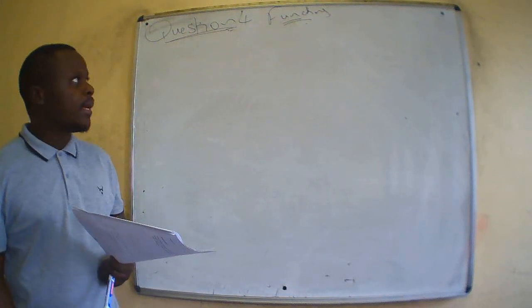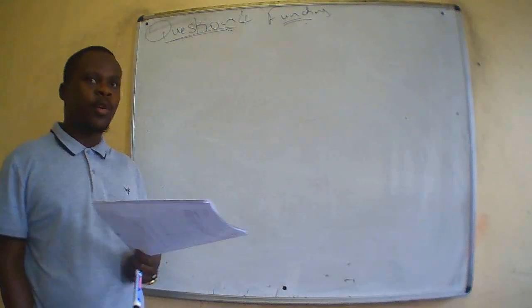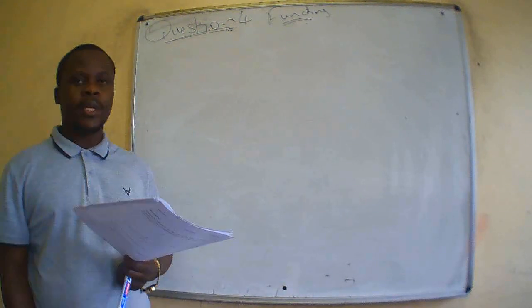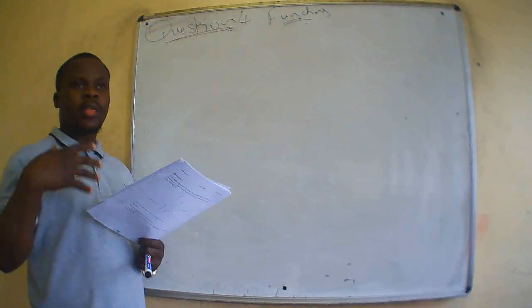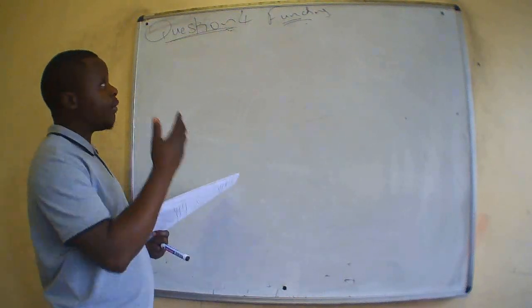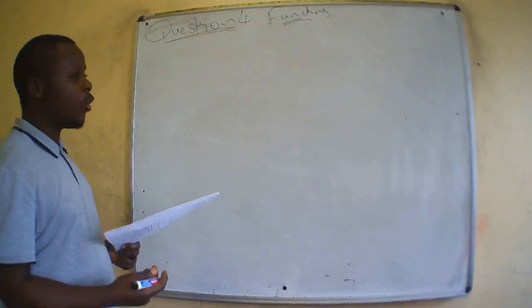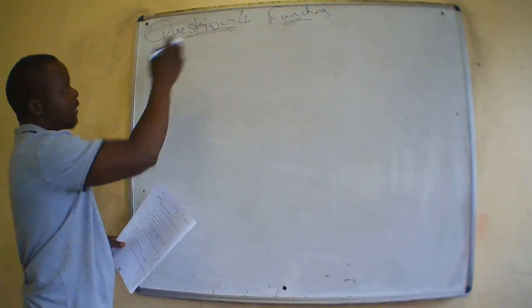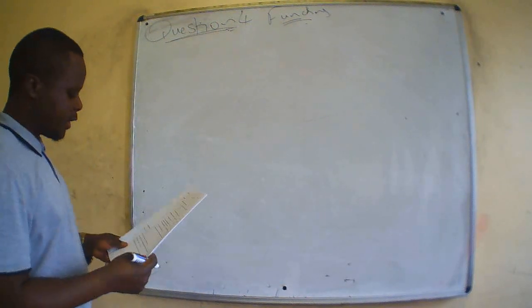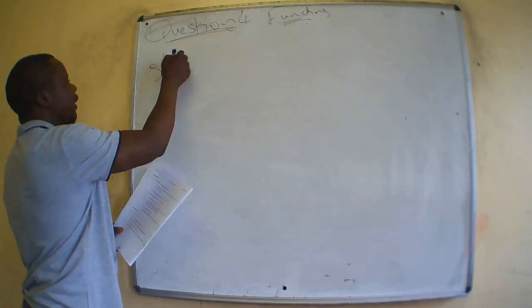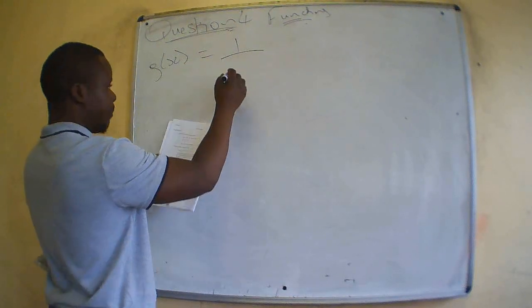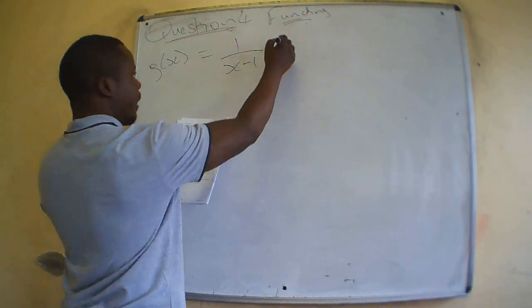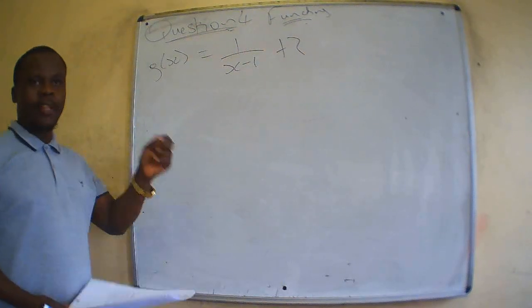So anyways, without wasting much of our time, let us move on into the content for the day. We are going to continue with our revision. So now we are at question number 4, and question number 4 on paper 1 is about functions. We are given g of x, which is equal to 1 divided by x minus 1, plus 2.